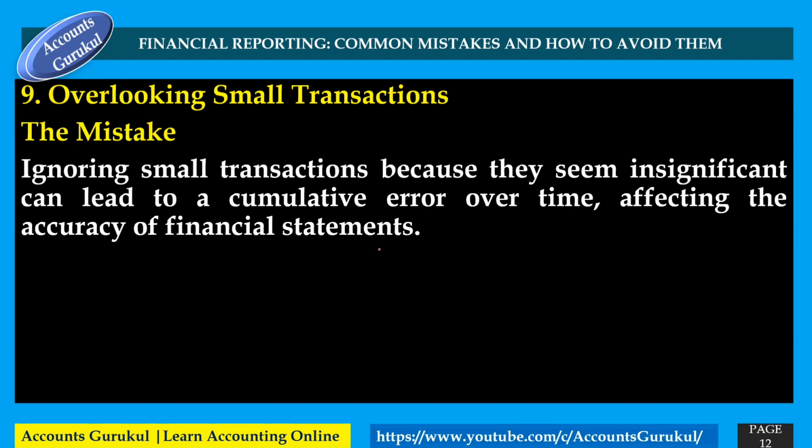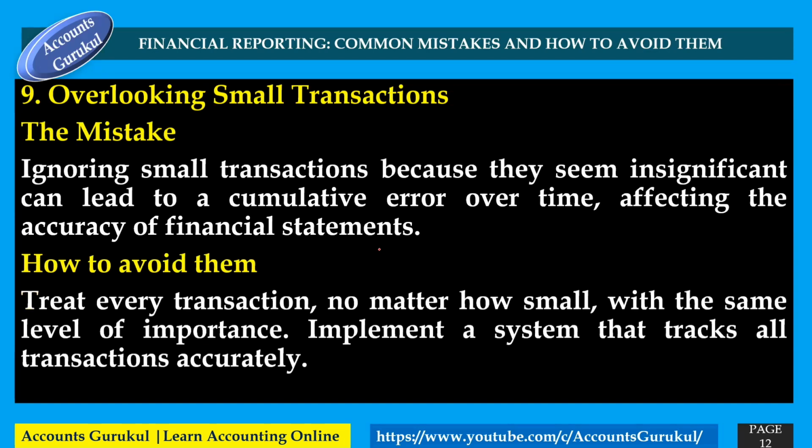Then we are going into the depth, because at the end of the year that number is huge. That's a cumulative error because we haven't put the focus at first. That's the reason overlooking of the small transaction is going to create a mistake. How to avoid them? Treat every transaction, no matter how small, with the same level of importance. Implement a system that tracks all transactions accurately.